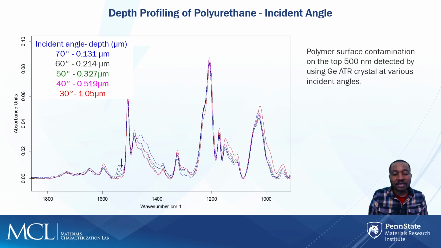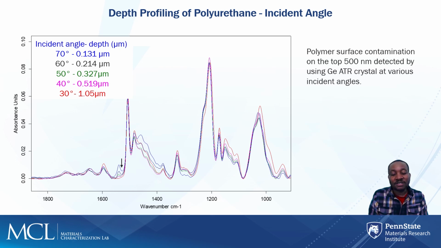And as we decrease the incident angle, we start to probe deeper into the sample, and that peak starts to go down until eventually that peak disappears at about 40 degrees incident angle, where we're probing about 500 nanometers into the sample. And at 30 degrees, we're probing about a micron into the sample. We no longer see that peak at all.